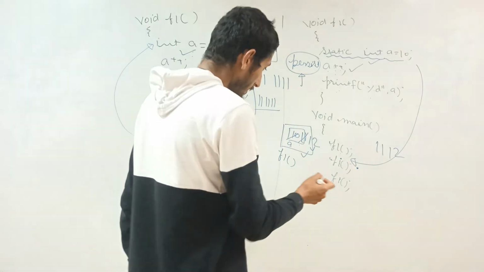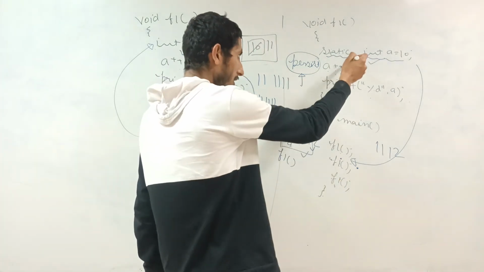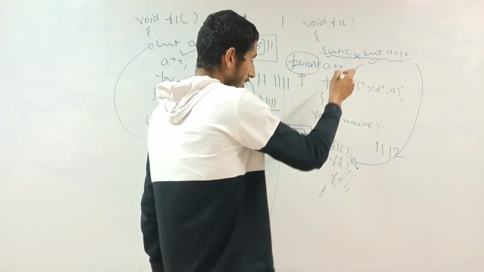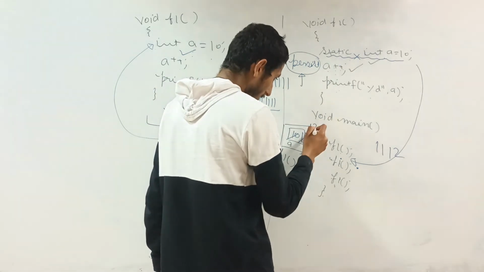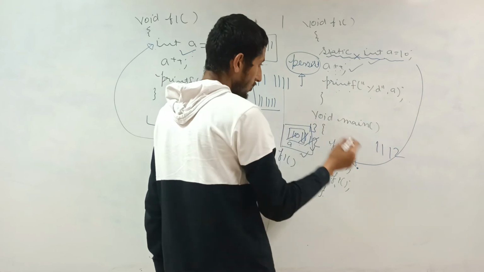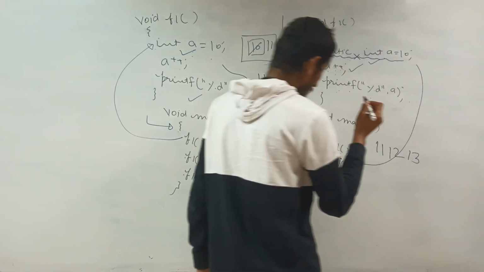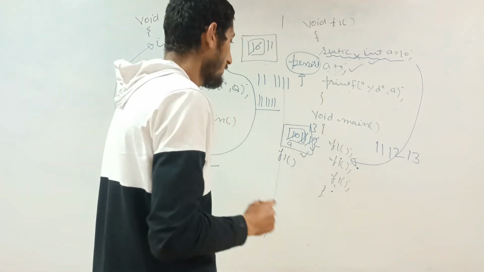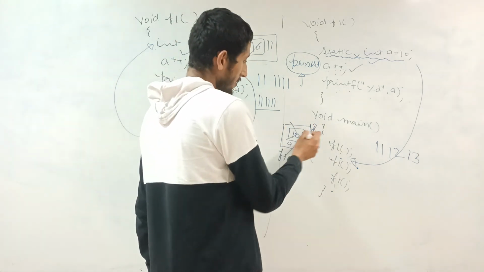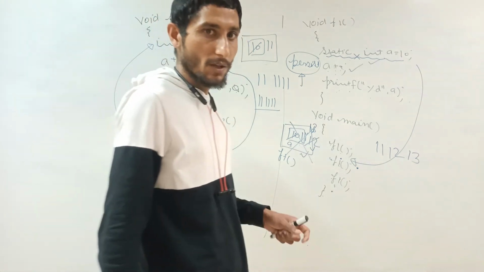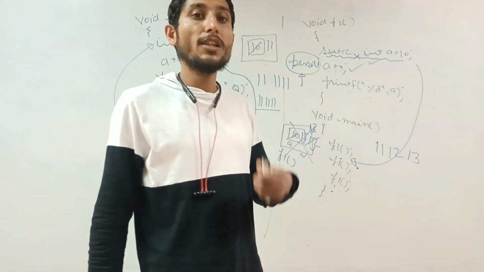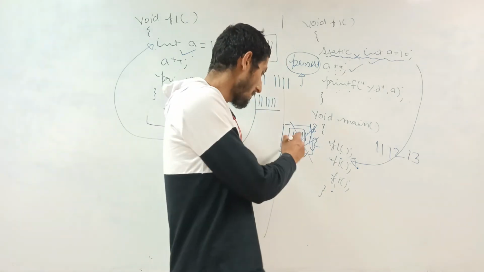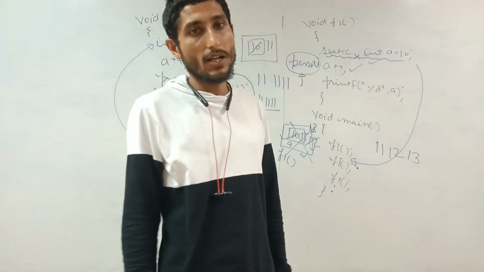Then again the compiler will come here and call f1. It will not execute again because the memory already persists. a plus plus, the value of a becomes 13 and print a, so it will print 13. Then main execution is over. The moment main execution is over, the memory will vanish. So what is the lifetime of the variable? The lifetime of a variable is till the program. Till the program is executing, the memory will persist. So that is the case of static.